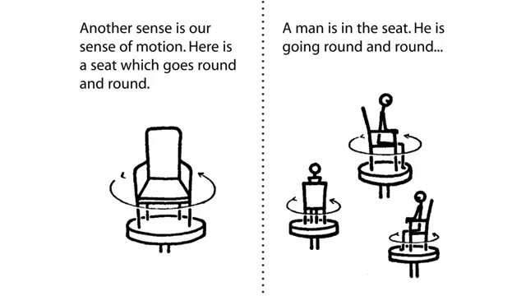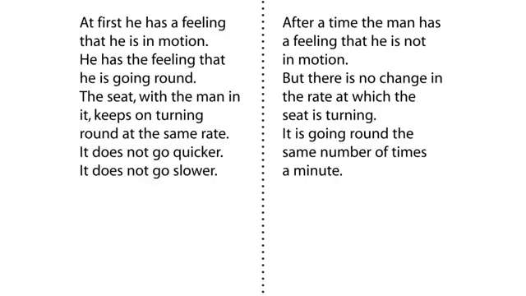Another sense is our sense of motion. Here is a seat which goes round and round. A man is in the seat. He is going round and round. At first, he has a feeling that he is in motion. He has the feeling that he is going round.